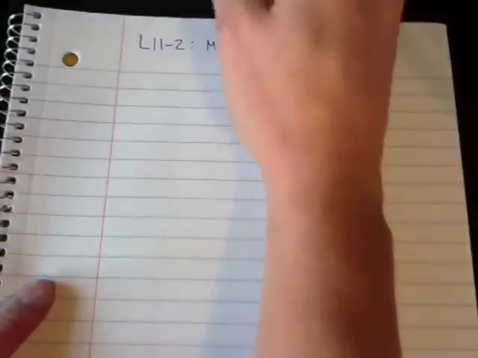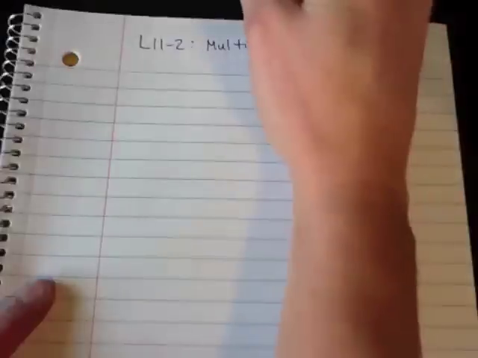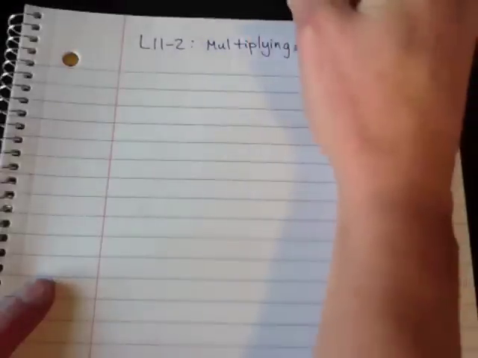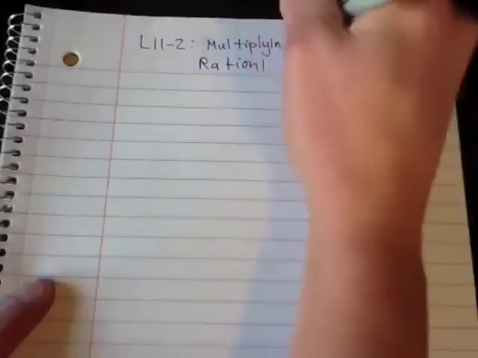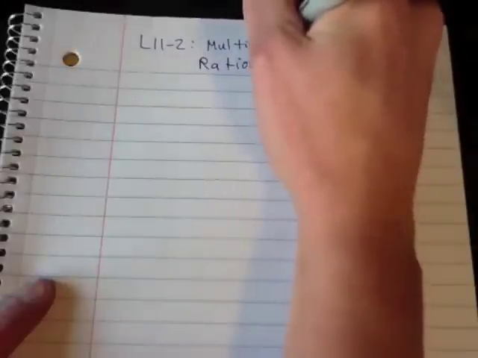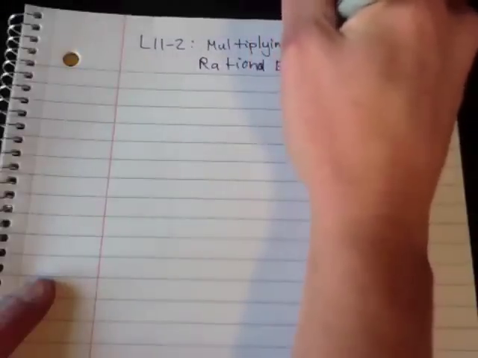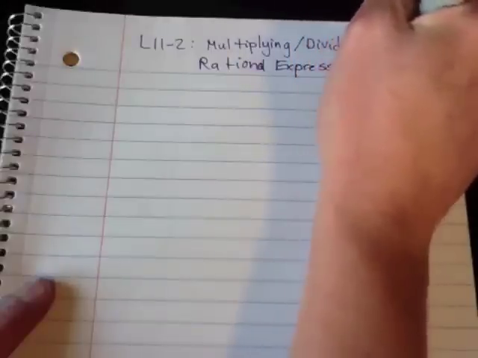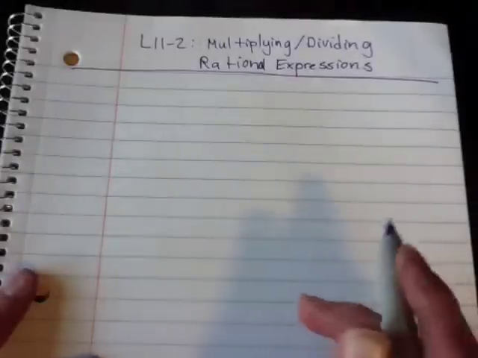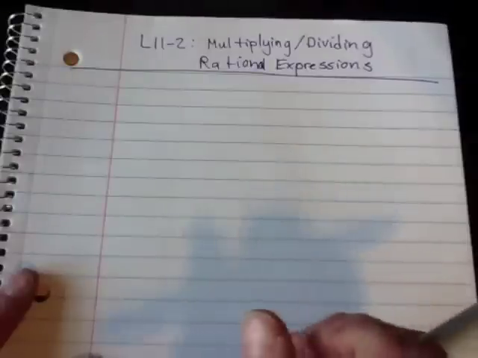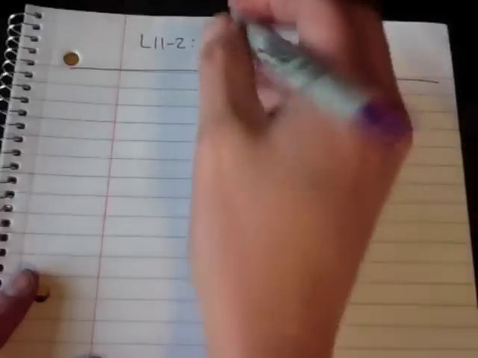Okay, today we're going to be doing lesson 11-2. This is multiplying and dividing rational expressions. So before we were just simplifying them, today you're going to be multiplying two rational expressions or dividing two rational expressions. And if you understood how to simplify in lesson 11-1, then this lesson shouldn't be difficult for you. It's just a matter of having more steps, and that's it.